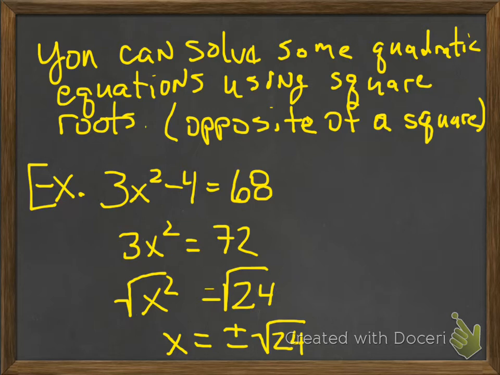Now we can simplify that radical, and hopefully y'all do remember to simplify that radical. If you do, it will be equal to plus and minus 2 square root of 6. We will definitely have another day later this week where we just work on remembering how to simplify radicals. But you can see here how we got that answer.